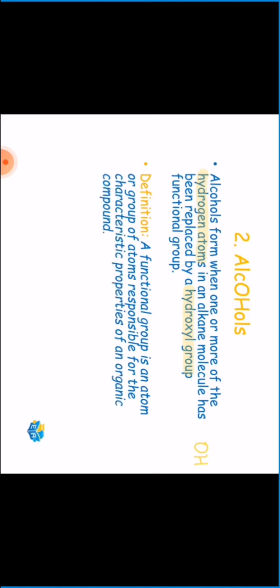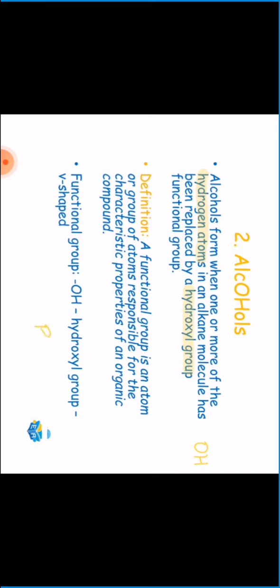A functional group is an atom or group of atoms responsible for the characteristic properties of an organic compound. So our functional group of our alcohols is OH, and that is the hydroxyl group. Now, it does have a V shape, and we've discussed that in bonding. So that basically means that we would have an OR group, which would be your alkyl chain attached to your oxygen, attached to your hydrogen.